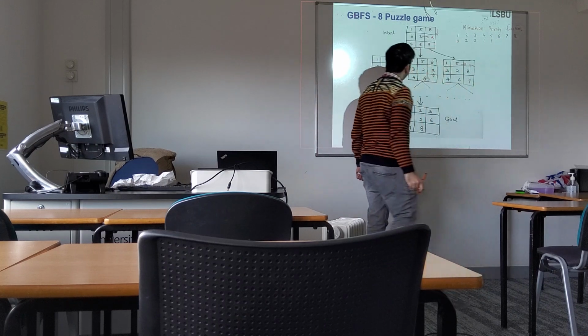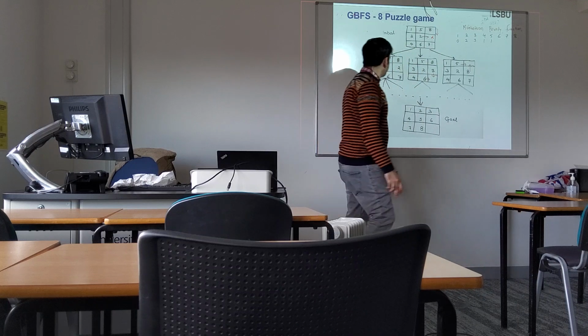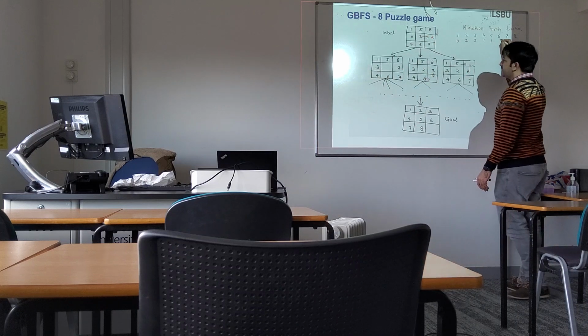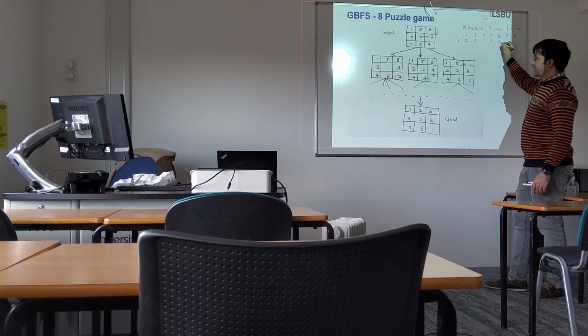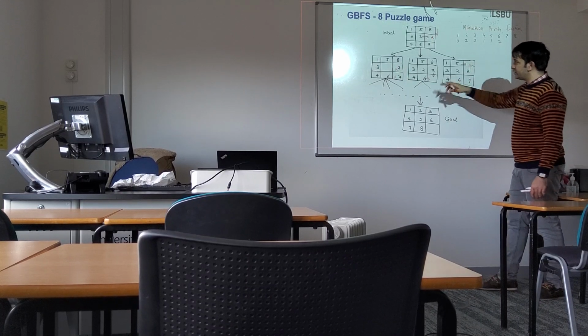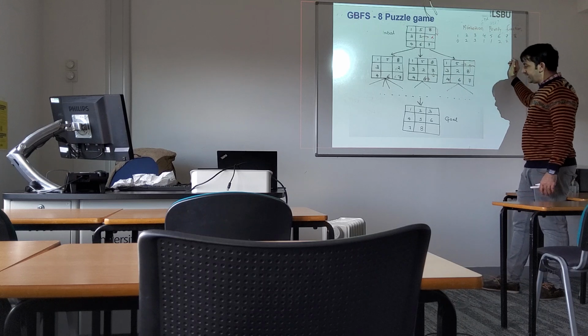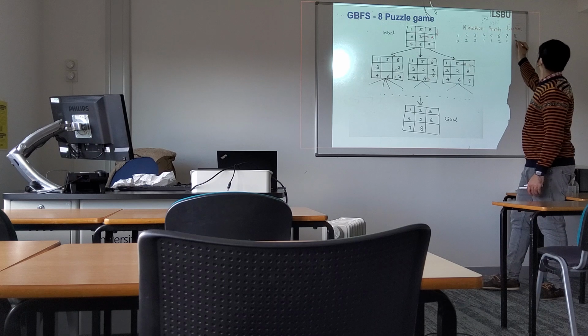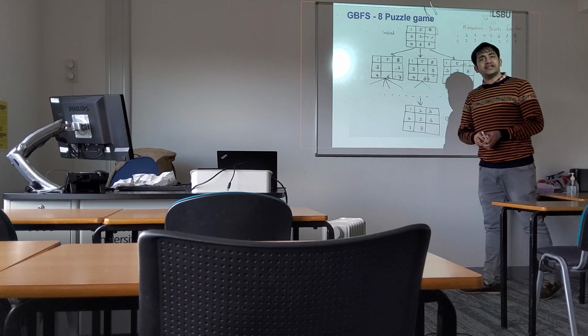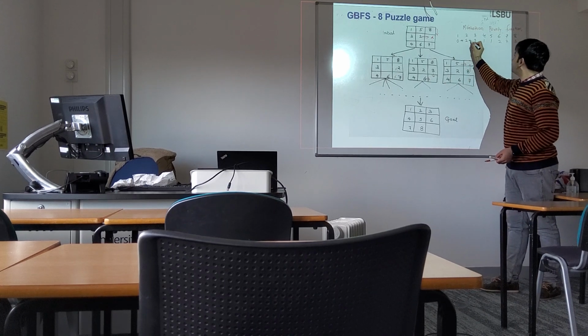How many for 6? 2. For 6 we need 2, here and here. And for 7, again 2. How much for 8? 3. Yeah, for 8 it's 3. Right. So how are we going to calculate the Manhattan distance? Simply add all of them.